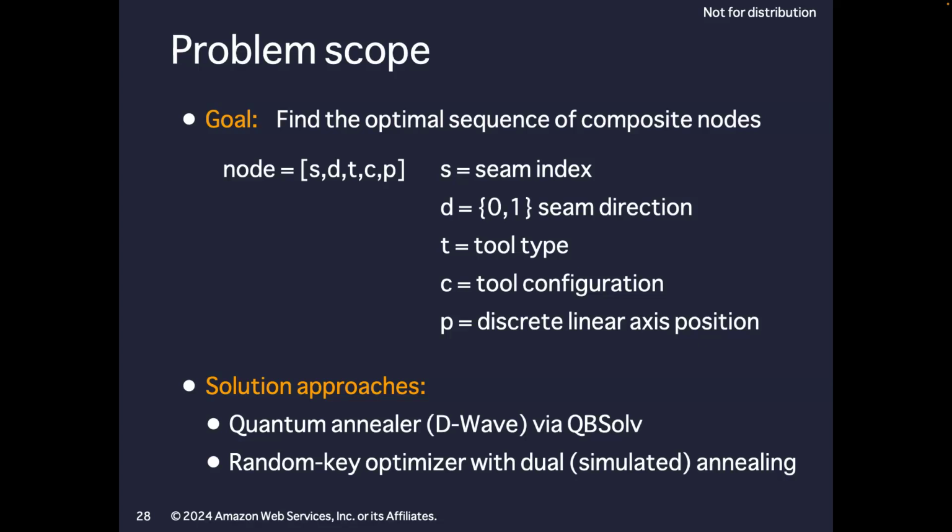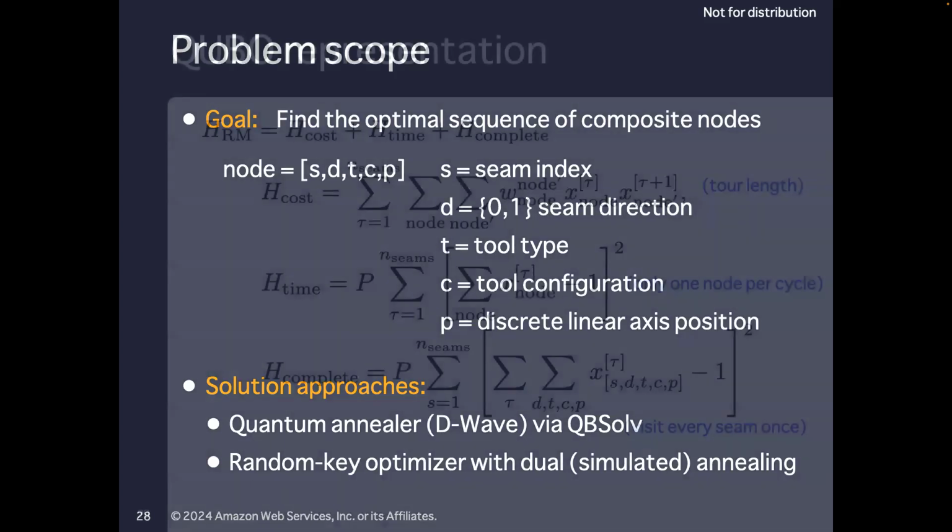So at that time, we looked at this with a quantum annealer. That's what BMW wanted. And we also looked at it with an algorithm that is called random key optimization paired with simulated annealing. And I'll tell you more about this random key optimizer in a second. RKO is what Amazon uses for middle mile deliveries. So this is what we use to deliver packages to you, okay? And we just took that and applied it to robots.